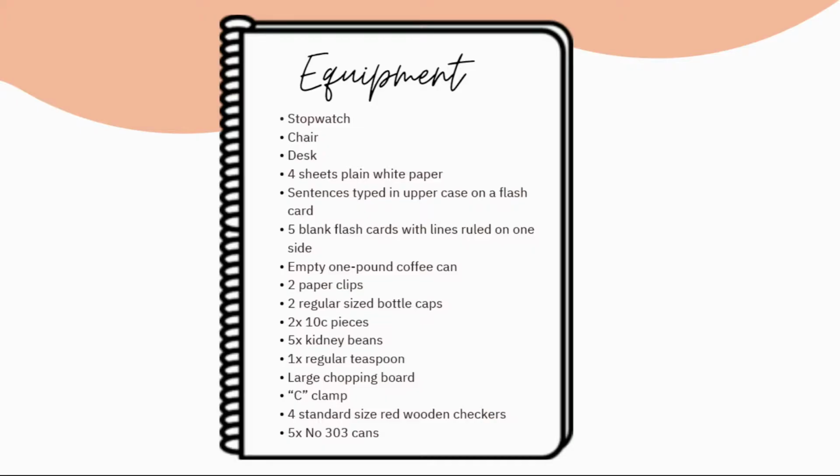The equipment needed to complete this assessment include a stopwatch, a chair, a desk, 4 sheets of plain white paper, sentences typed in uppercase on a flashcard of a size 5 by 8 inches, 5 more blank flashcards with lines ruled on one side, similar size of 5 by 8 inches, an empty 1-pound coffee can, 2 paper clips, 2 regular size bottle caps, 2 10-cent pieces, 5 kidney beans, 1 regular teaspoon, large chopping board, a C-clamp, 4 standard size red wooden checkers, and 5 number 303 cans.